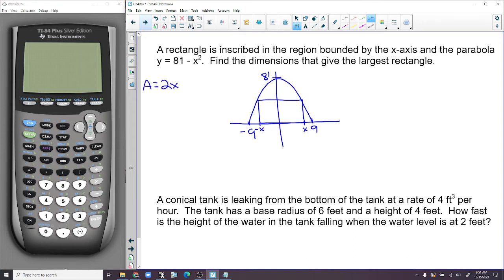So the area is the length of 2 x's. The height is the function value. So if we knew the x, then this would be the y value, 81 minus x squared. So let's distribute: 162x minus 2x to the third. A prime is 162 minus 6x squared. Set that equal to 0.